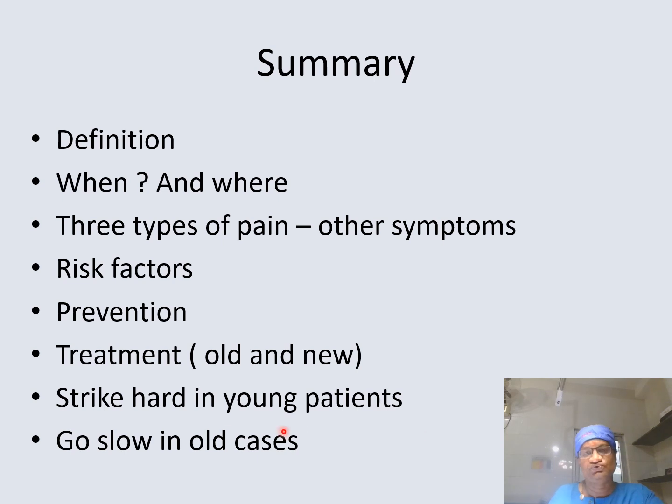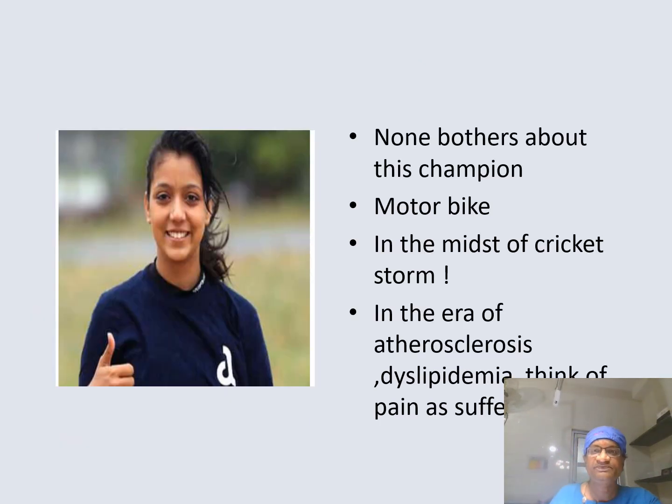Strike hard in young patients, go slow in old, because if you give 300 milligram gabapentin to an 80-year-old person, at night 2 o'clock you will get a call from the attender that the patient is unconscious or doing something bad. So go slow in old patients with all these neuropathic drugs because he may get urinary retention. All these problems will come. So strike hard in young patients, go slow in old patients.